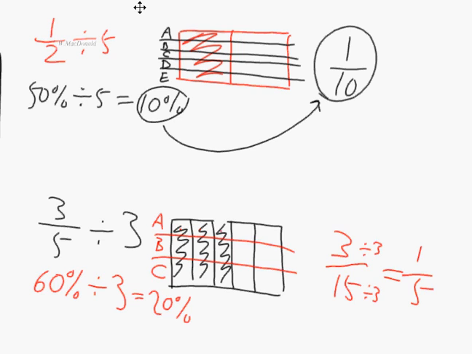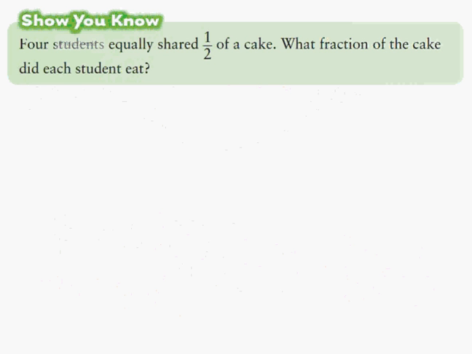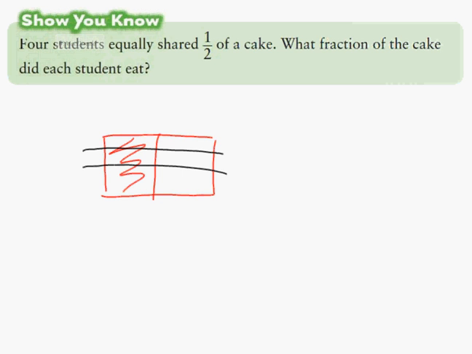Okay? And the last one says, 4 students equally shared half a cake. What fraction of the cake did each student eat? So here is the cake. Here is half of the cake. If 4 students share it, I have to cut it into 4 equal pieces. This is student A, B, C, and D. So before there was 2 parts, now there is 8 parts, and student A would get 1/8.